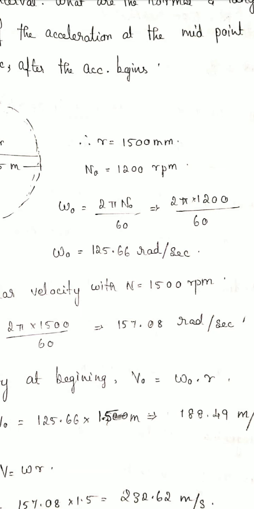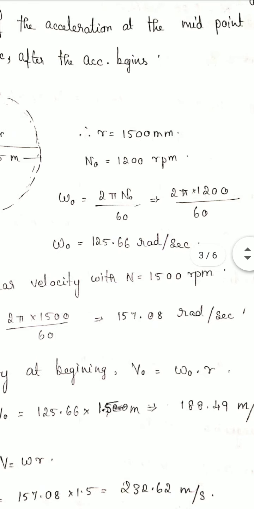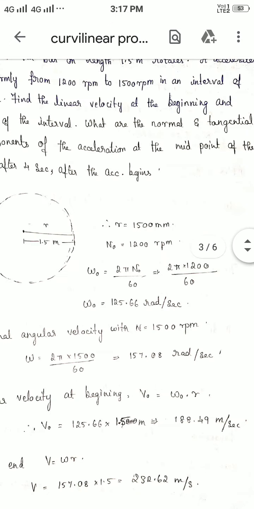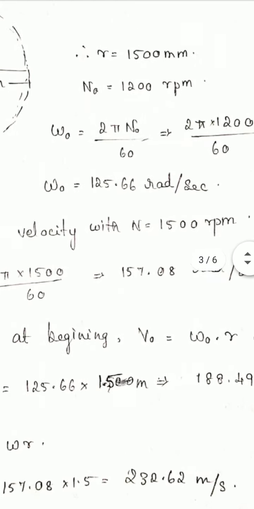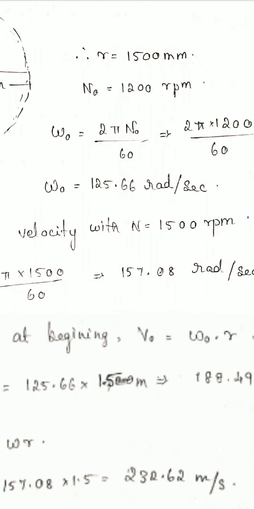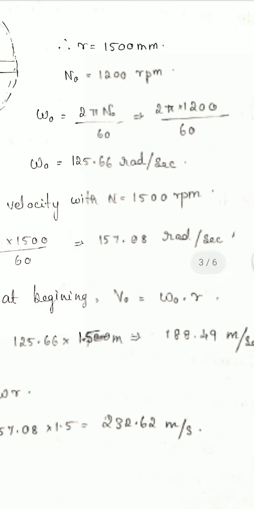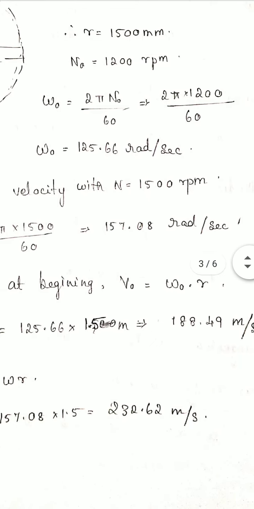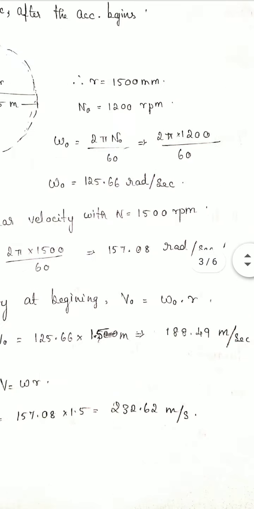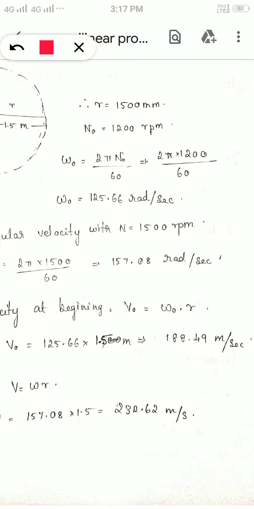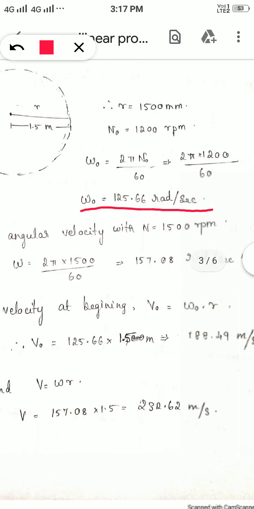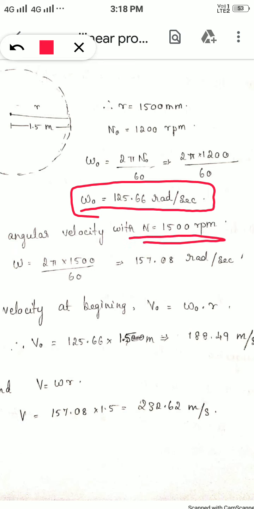If I substitute that n naught, I can calculate omega naught. Omega naught is equal to 2 pi n divided by 60. In the place of n, we substitute the n naught value. So we'll get omega naught is equal to 125.66 radian per second. This is your first part, your omega naught, 125.66 radians per second.